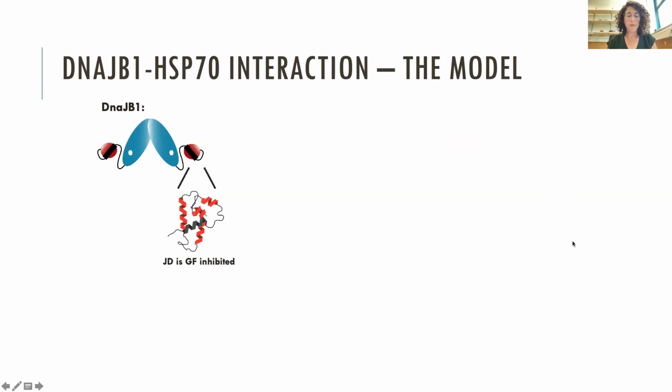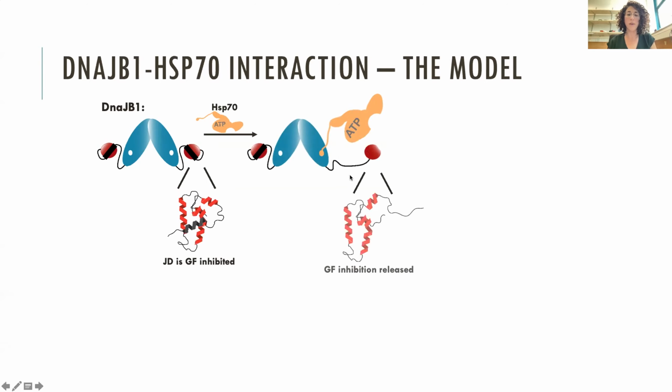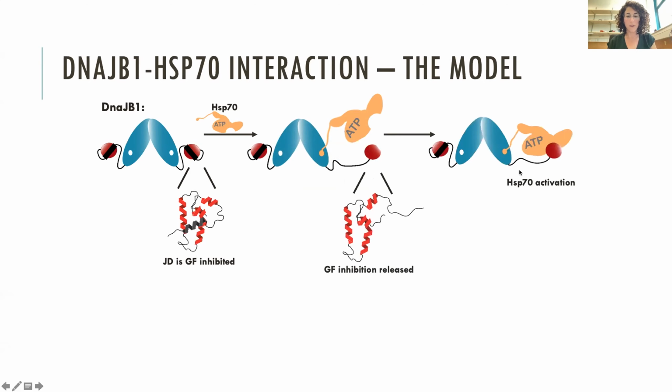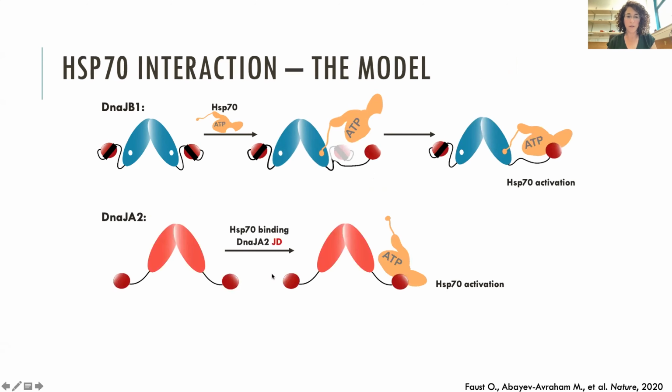So our model for interaction is that if we take our class B protein, DNAJB1, it has 2 binding sites for HSP70, but one of them is inhibited. And when we add HSP70, it first binds through its EVD tail to CTD1. The inhibition is then released, the J-domain is free, and then it can bind HSP70 and activate it. In class A, there isn't another binding site, and there's no intramolecular inhibition. The J-domain is always free and able to bind.